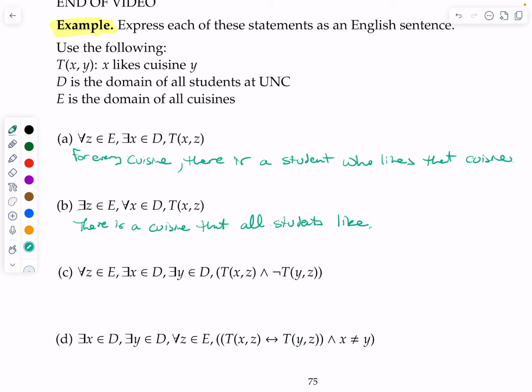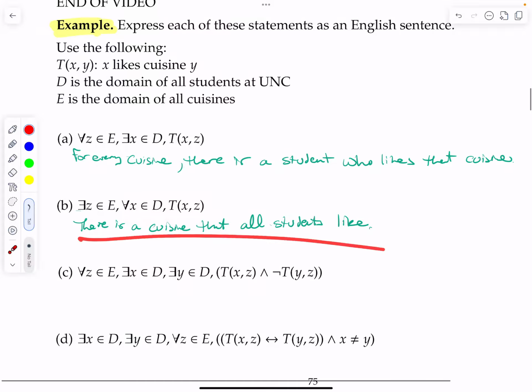So let me just do the symbols one at a time here. Whoops, that's not what I wanted to do. No, not that either. I want this symbol. Okay, so here we are. So there exists a cuisine such that for all students, the student likes the cuisine. So I've just written it a little bit more concisely here.